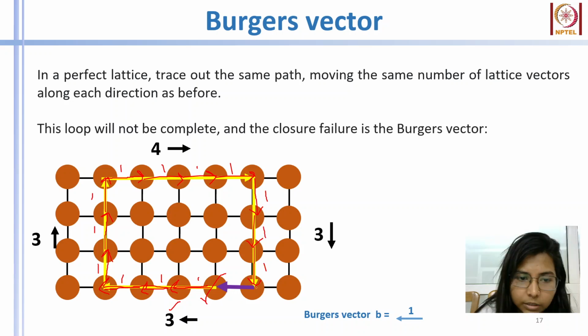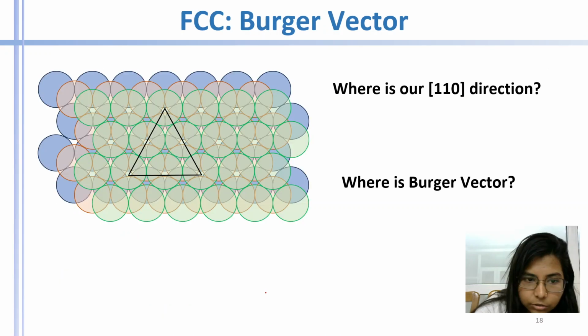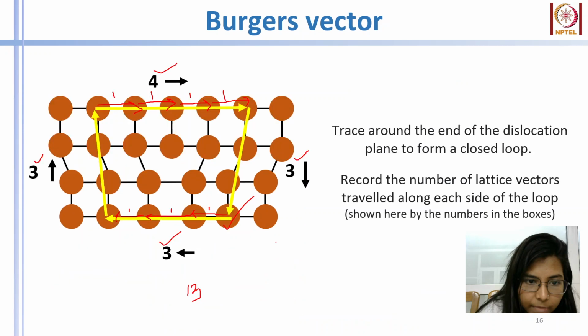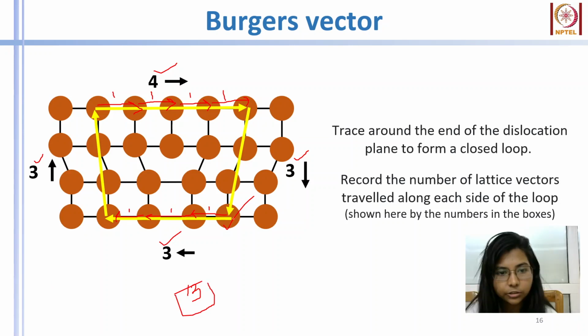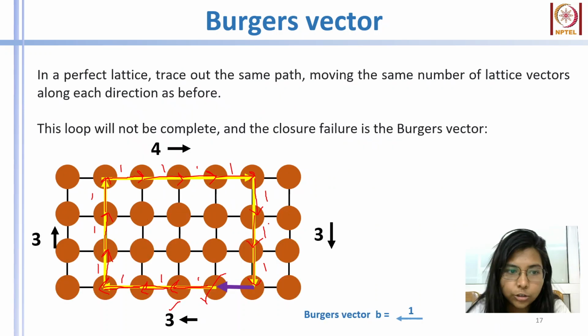Now what I am seeing is that here, after coming back 13, I could rejoin, right? But here I am not able to join. Why? Because this is not the deformed lattice, right?